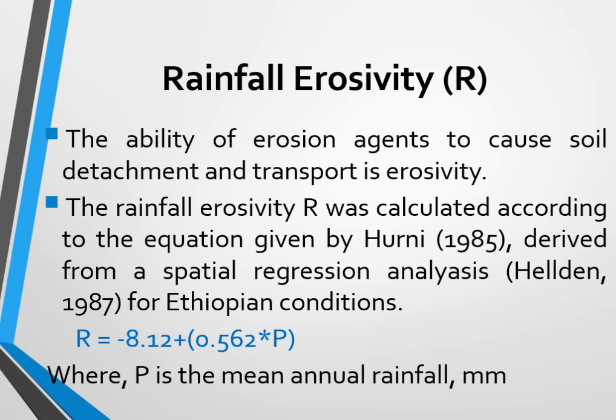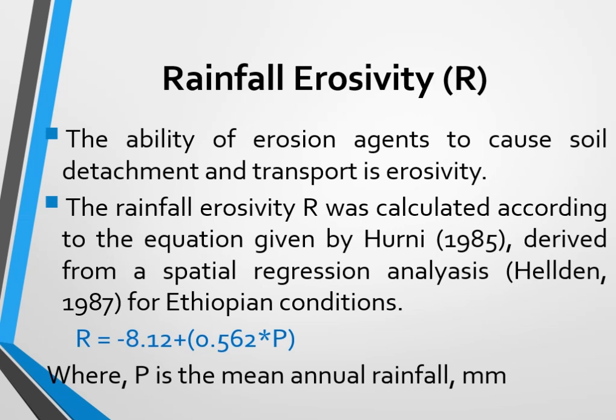Okay, first parameter. And as we have mentioned in the first tutorial, erosivity is the ability of erosion agents to cause soil attachment and transport. So the rainfall erosivity is the ability of the erosion agent, in this case the rainfall, to cause soil attachment and transport.